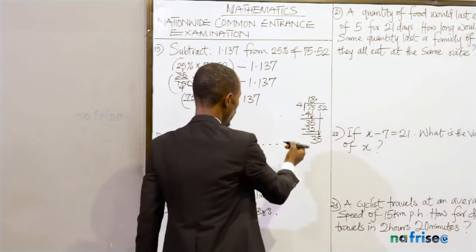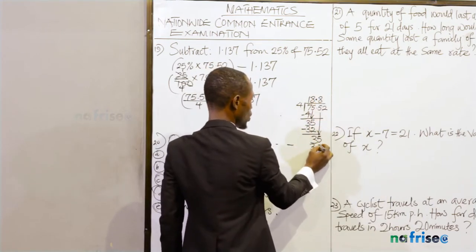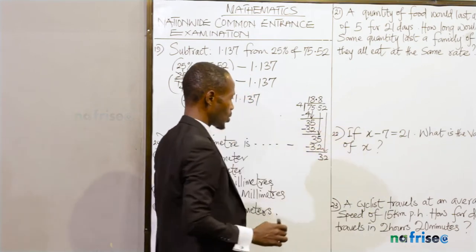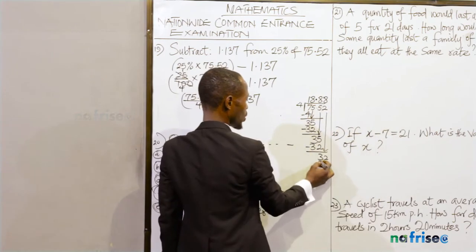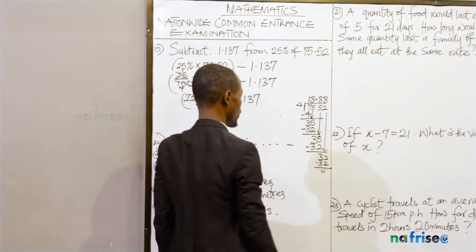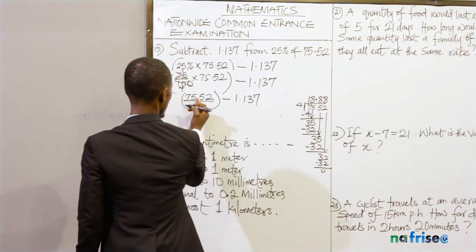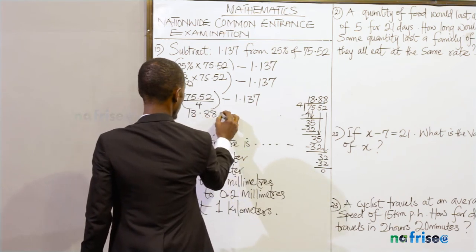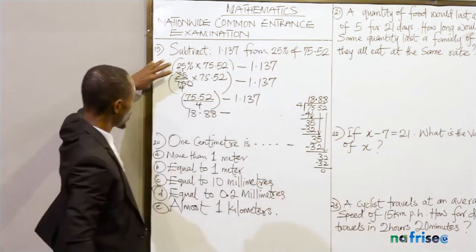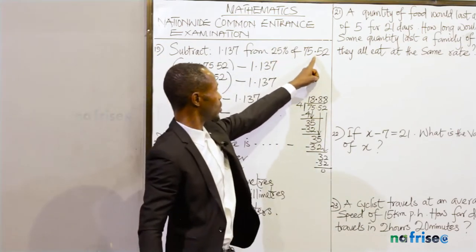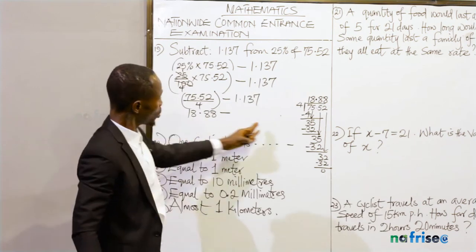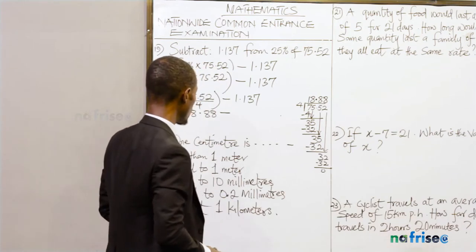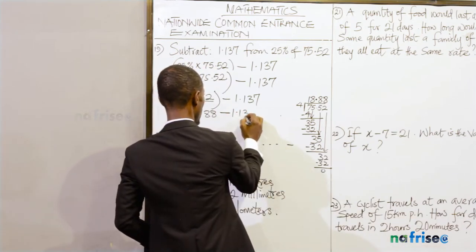Now, 35 divided by 4 will still give us another 8. 8 times 4 is 32. You minus this, you have 3. Then you bring down the last 2. So 32 divided by 4 is another 8. 8 times 4 is 32. Subtracting this gives us 0. Which means 75.52 divided by 4 is 18.88. The whole of this is 25% of 75.52. You showed long division, so you have to use it. Now you're going to subtract 1.137 from it.